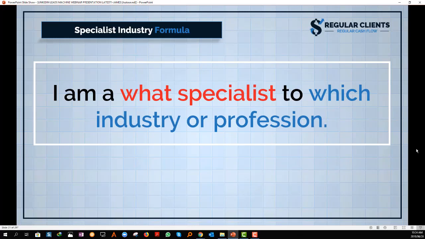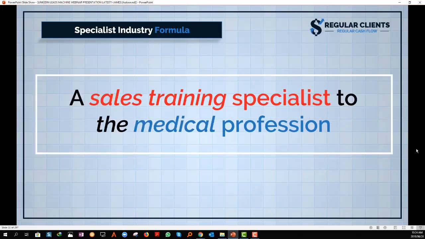Then the next thing that we're going to do is look at the specialist industry formula. The two of these are going to work hand in hand, because remember when I said we're going to pick a niche? Well, this is really driving that decision, what niche we're picking and how we're going to position ourselves within that niche. So here is the formula. I am a what specialist to which industry or profession. Okay, so let's have a look at what that looks like.